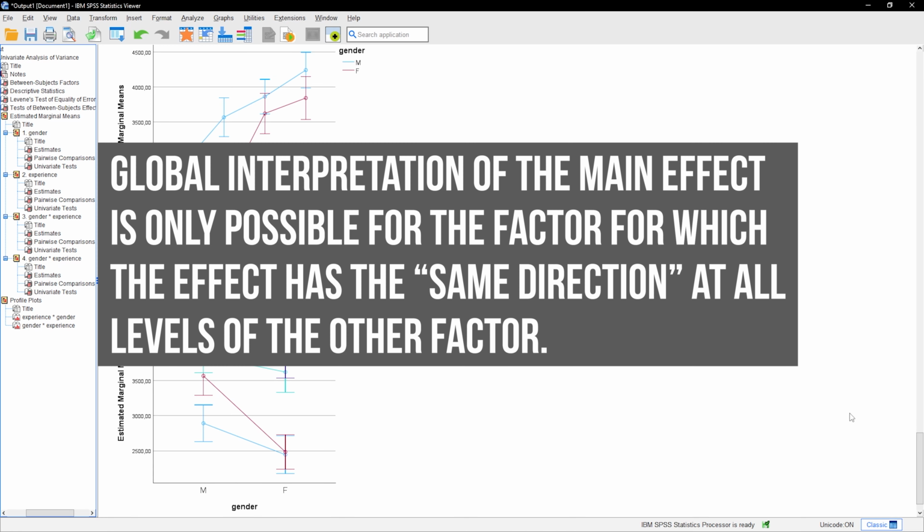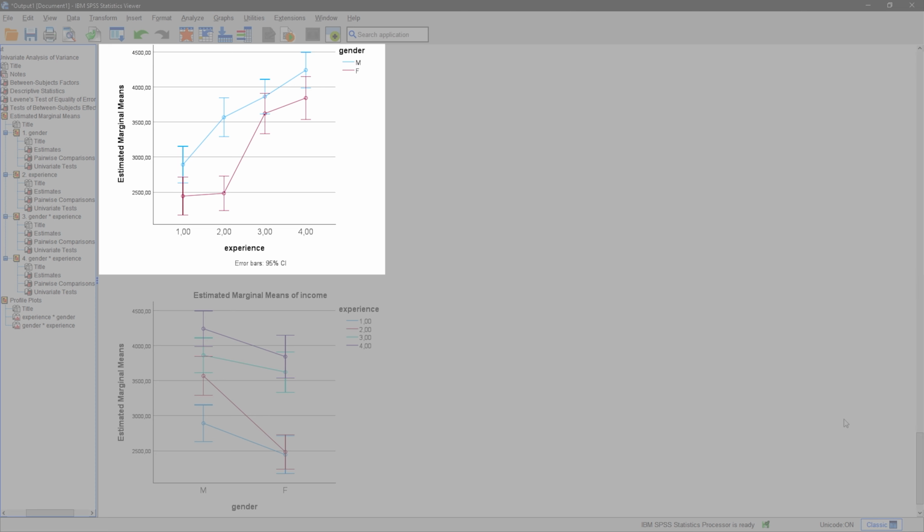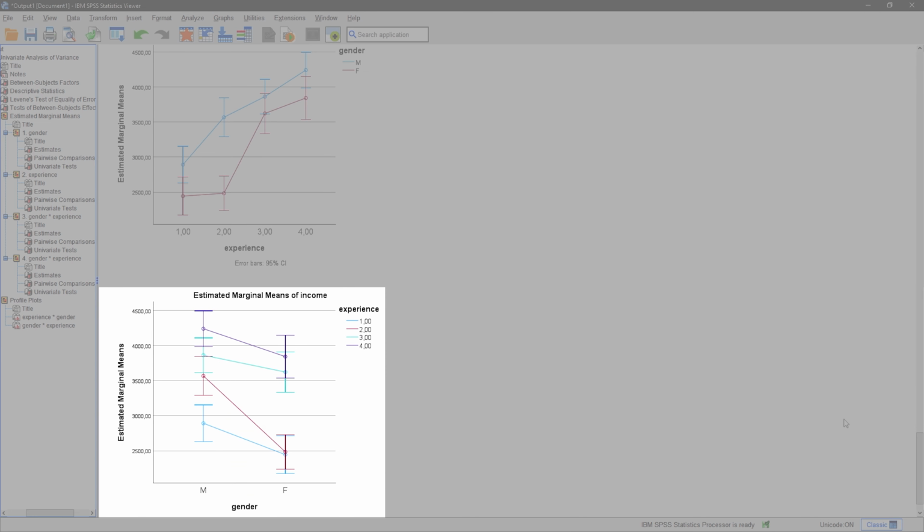If a factor has the same directional effect at all levels of the other factor, then its effect can be interpreted globally. This is easiest to assess visually. In this example, we observe that experience increases income regardless of gender. In other words, the functions point in the same direction. The effect of experience is consistently positive across all levels of the other factor, i.e. for both genders. Similarly, we see that men consistently earn more than women at every experience level.